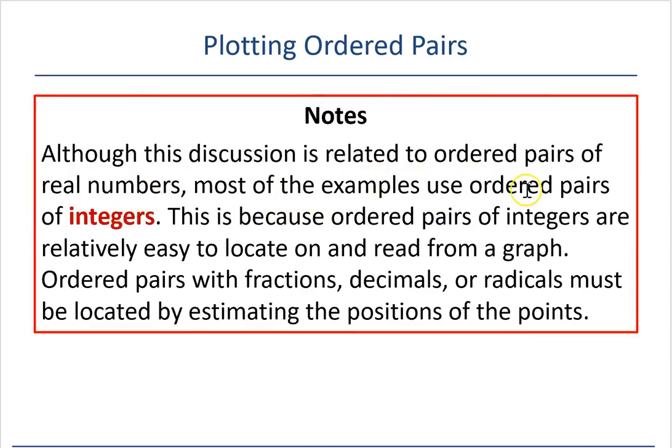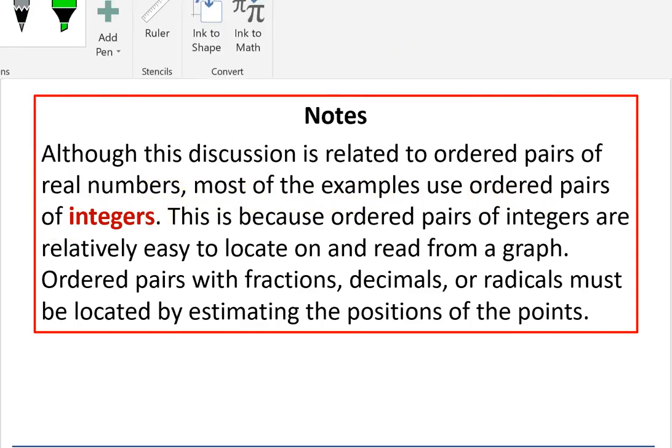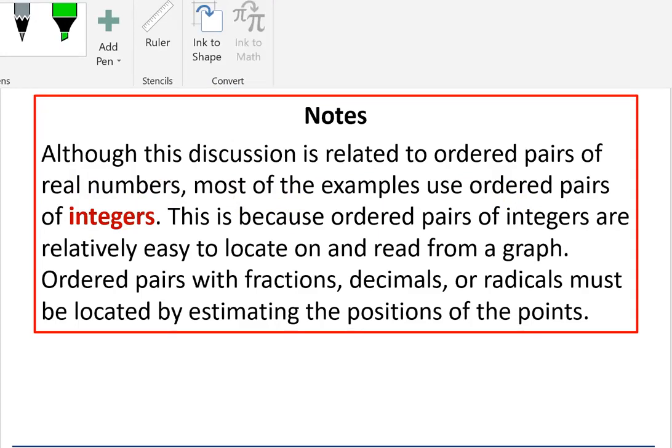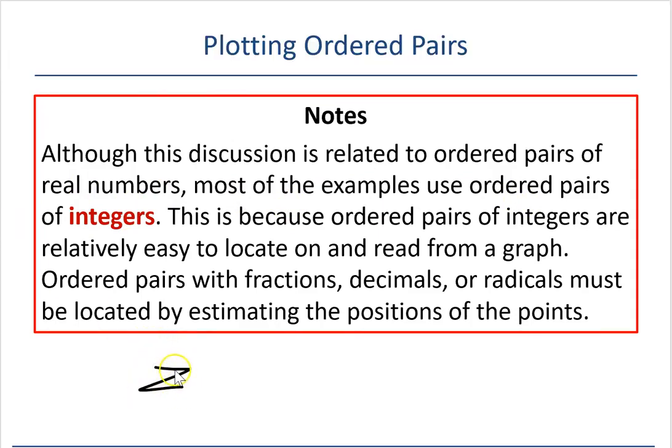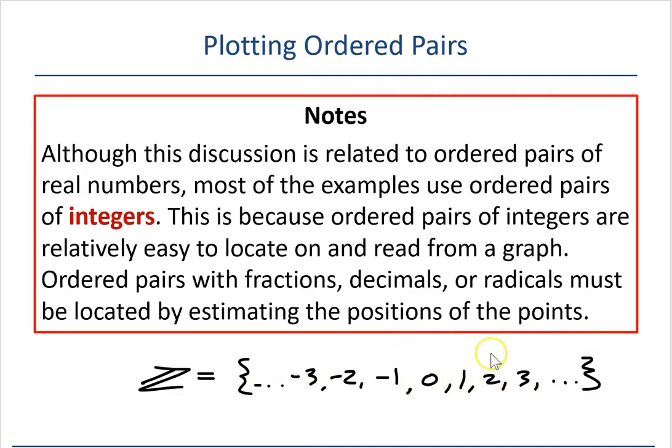Although this discussion is related to ordered pairs of real numbers, most of the examples used are integers. Let's remember what integers are. I know our brains tend to forget, but remember integers start with the little z here, I forget what kind of script they call that. Put that in brackets: dot, dot, dot, -3, -2, -1, 0, 1, 2, 3, dot, dot, dot. Notice you're not seeing fractions. These are all whole numbers, except we're going to the negatives and we can include 0. So that's what integers are.